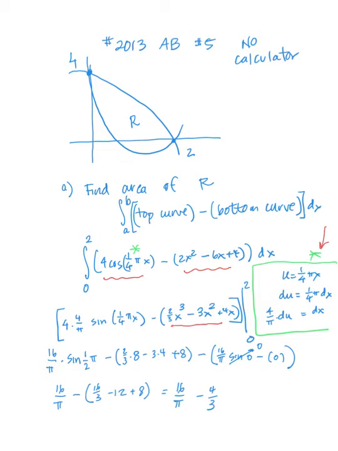Plugging in 2, so here is my f of b over here, okay, minus my f of a when I plug in 0. Fortunately, both of those terms is 0. When I simplify this, actually, you can leave it like this on the AP exam. You don't need to go any farther, but the actual answer, all the way simplified down, is 16 pi minus 4/3.